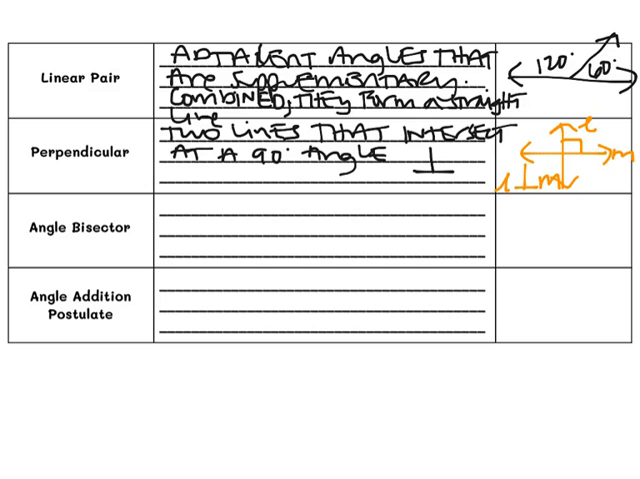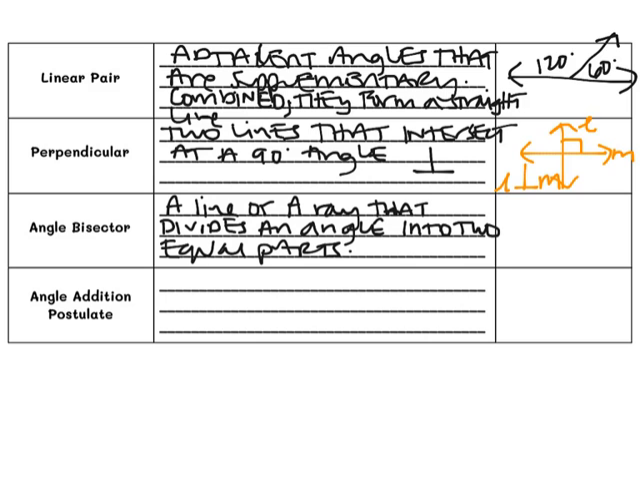Then we have an angle bisector. This is a line or a ray that divides an angle into two equal parts. Again, a line or a ray that divides an angle into two equal parts. So if we have our angle, like with our two rays here, then the angle bisector actually goes directly through the middle of that, making this congruent.